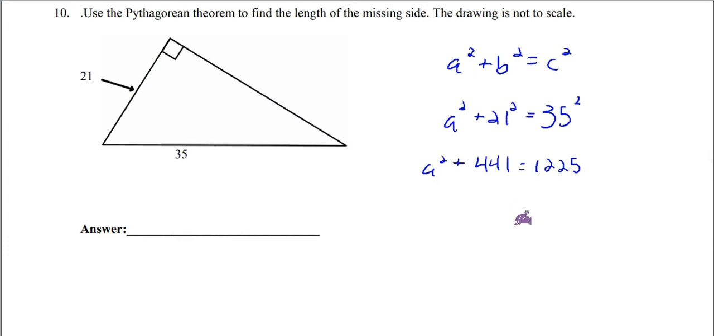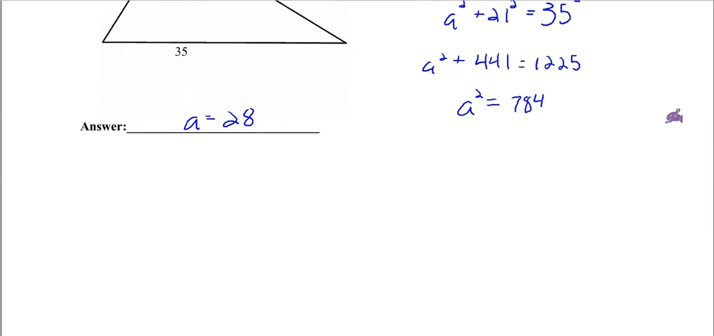1,225. Let me just double check that one. Okay, subtract 441 from both sides. Subtract 441, you get 784. Okay, I'm going to have to pull out the old square root function, take the square root, and we get 28. I was solving for A there. You don't have to write A, but I did, is 28. That's how long this side is. Okay, we still use the Pythagorean theorem, except the hypotenuse was given, and so the thing we're solving for was actually either A or B. Moving along.